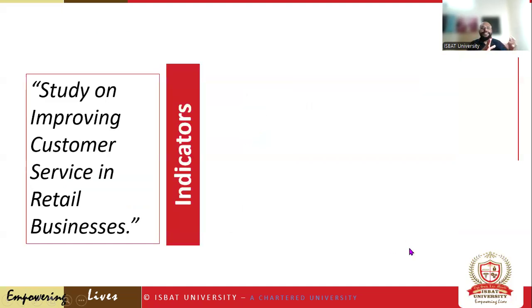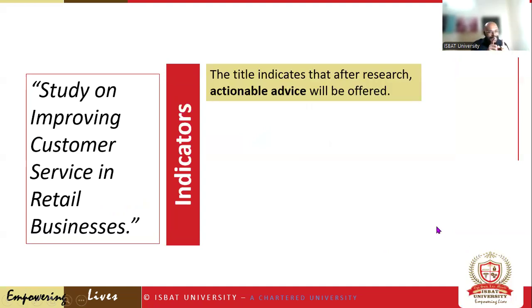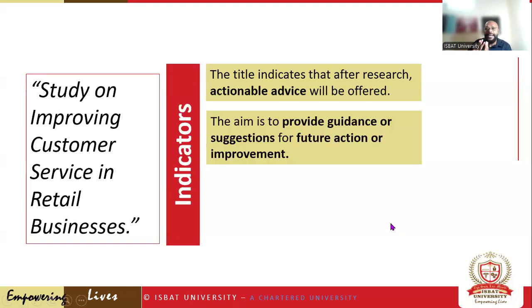So let's look at this title: study on improving customer services in retail business. Like the previous ones, I'm putting my indicators. This title indicates what? The researcher is going to give some actionable advice on the existing customer relationship services of the respective stakeholder in the retail industry, and what improvements are to be done. So it is providing guidance, a set of suggestions for future actions on what happened in the past or what is happening now. So this is how we have to make sure our research objectives are set.